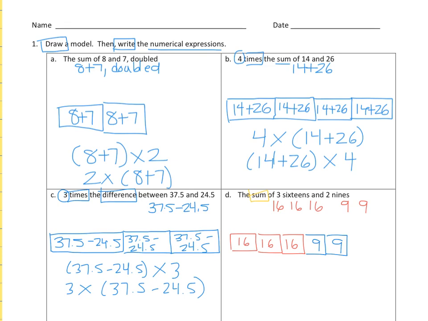What it looks like as an expression is, well, how many 16s do we have? We have 3 of them, so we can write a multiplication sentence. We can say 3 times 16 in parentheses, and we can add it with the 2 nines, and another way of writing 2 nines as a multiplication sentence is 2 times 9.